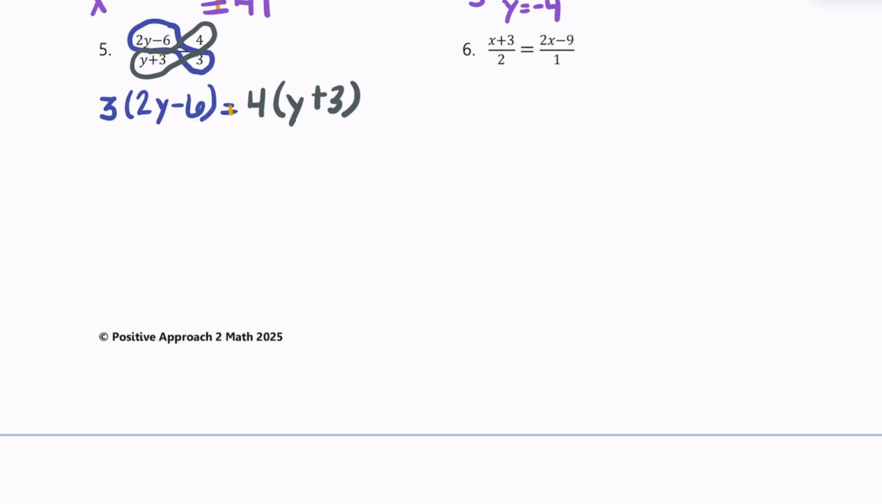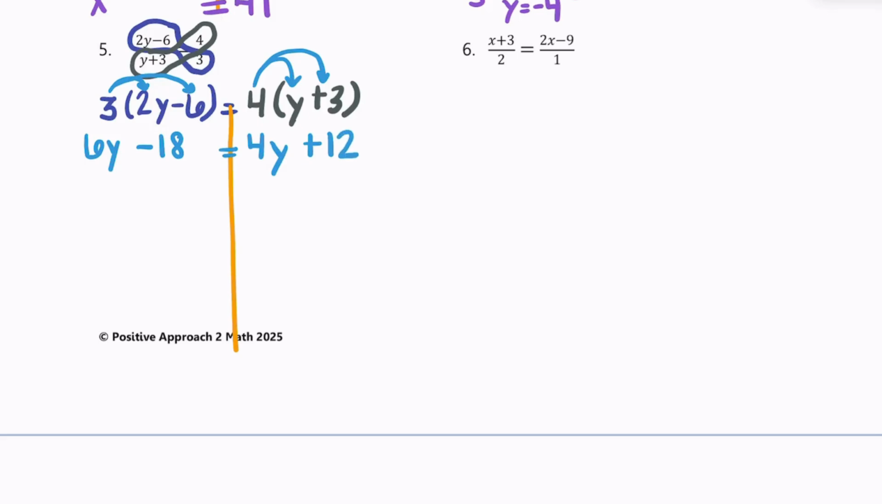All right, let's see if we can boogie through this. So we do see we're going to have to distribute. 3 times 2 will give us 6y. 3 times negative 6 will give us negative 18. Distribute on that right-hand side. 4 times y will give us 4y. 4 times 3 will give us positive 12.